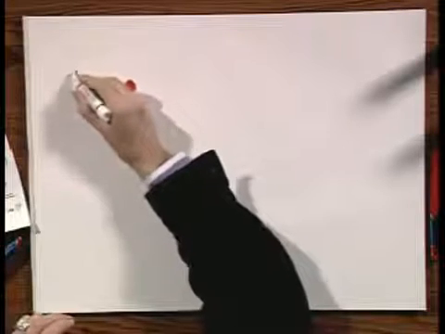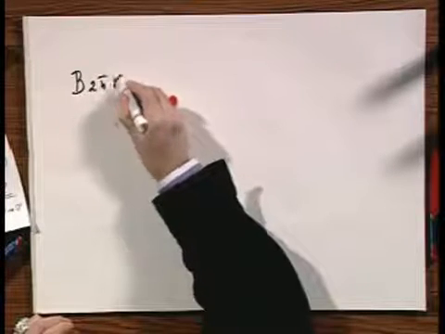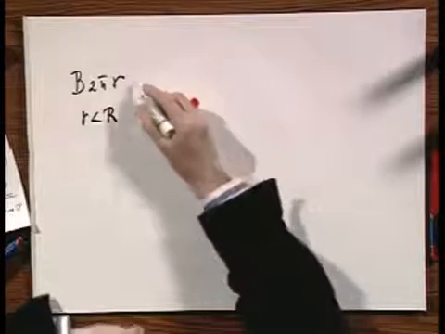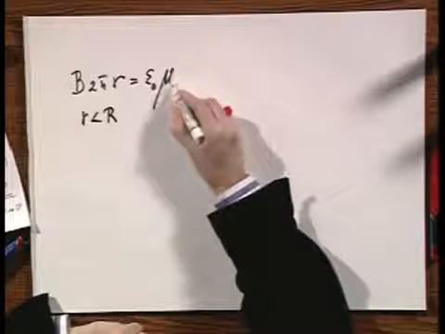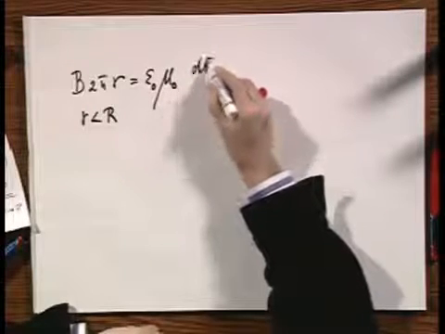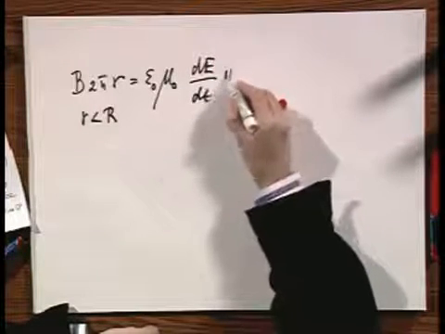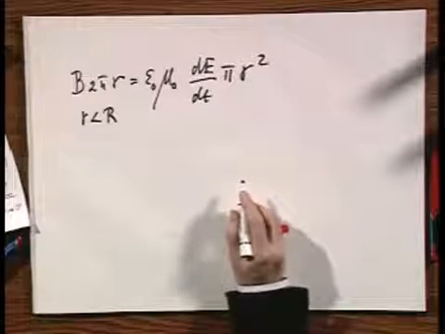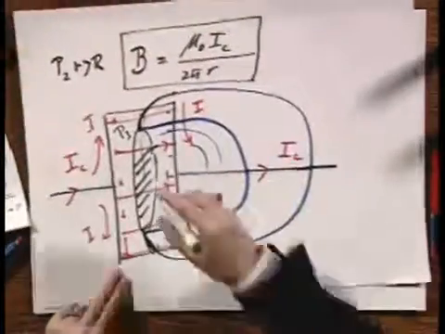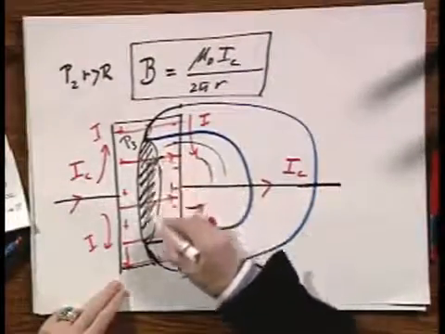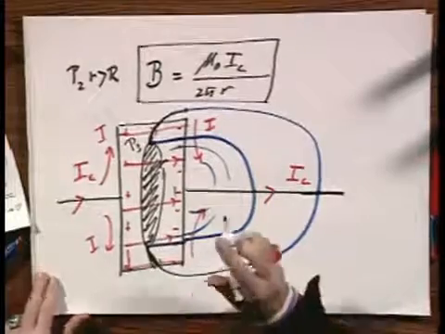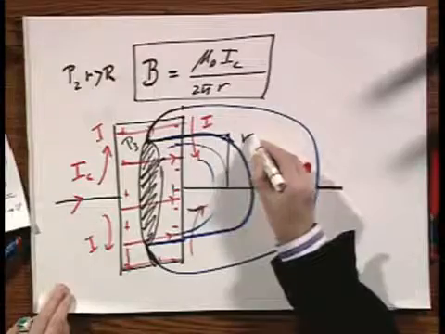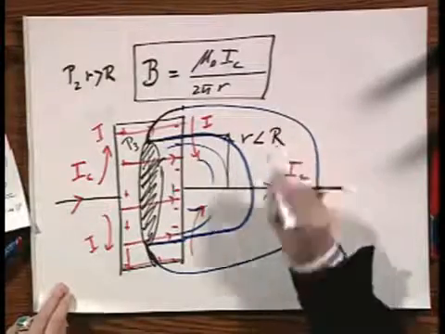So what do I find? I find B times 2 pi r. This holds now for r less than R, inside the capacitor: epsilon 0 times mu 0 times dE/dt times pi little r squared. Why little r squared? Because the flat surface here has a surface area pi little r squared. This distance here is little r, which is smaller than capital R.